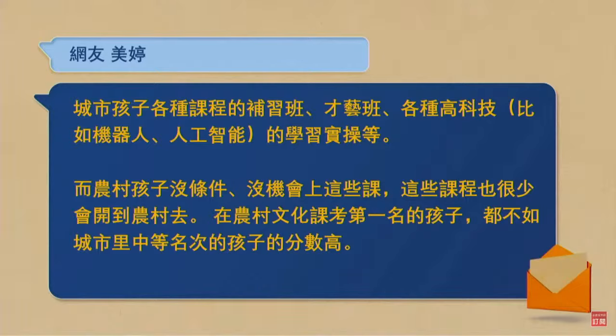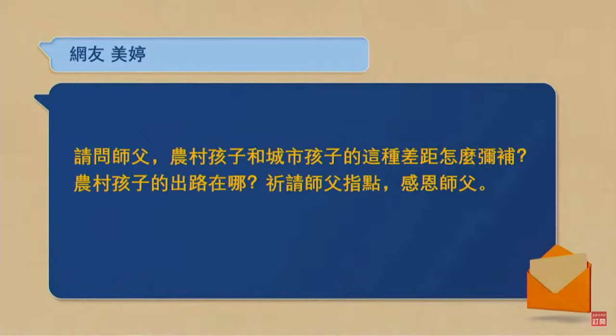Classes, and rarely are these programs offered in villages. The grade of rural children who are at the top of their class is lower than the grade of city children who rank in the middle of their class. Master, how can we make up the difference between city and rural children? What's the way out for rural children? Thank you, Master.